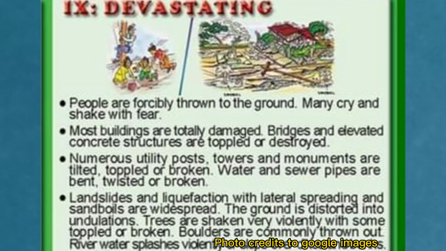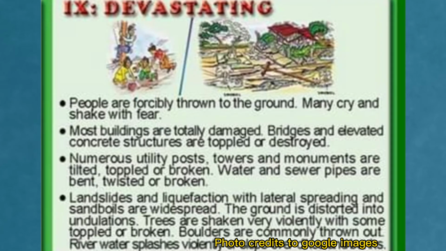Numerous utility posts, towers, and monuments are tilted, toppled, or broken. Water and sewer pipes are bent, twisted, or broken. Landslide and liquefaction with lateral spreading are widespread. In addition to that, marami na ring sand boils. So sobrang nakakatakot ito kasi from the name itself, siya ay bubbling and boiling. The ground is distorted into undulations, kaya kahit may sasakyan ka pa ay hindi mo rin ito magagamit upang makaalis ng mabilis.